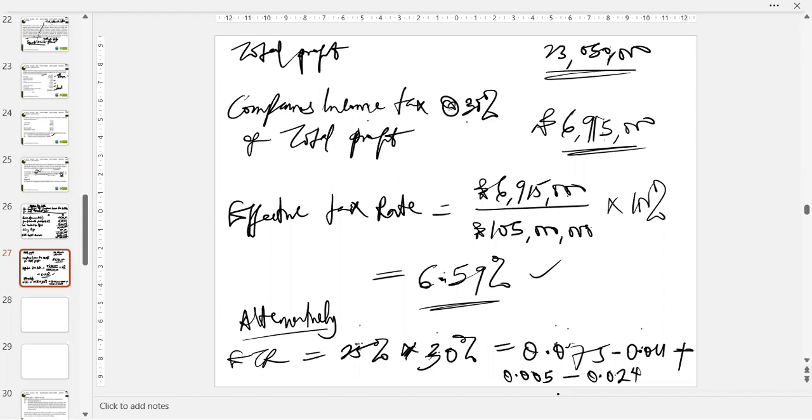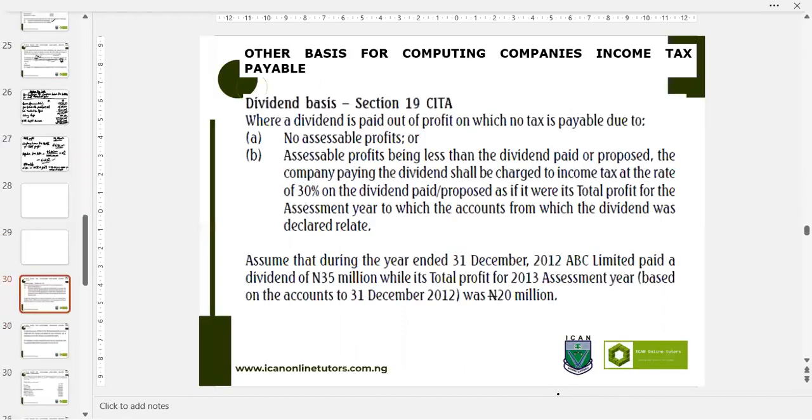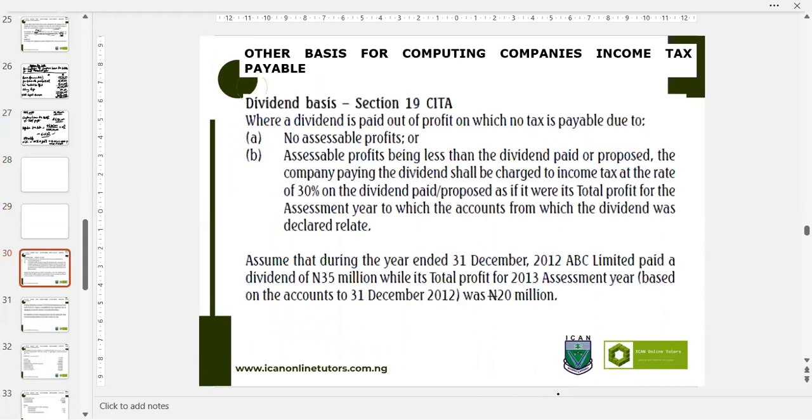So let's move on to avoid time waste. You can try that on your own later. It's simple mathematics.